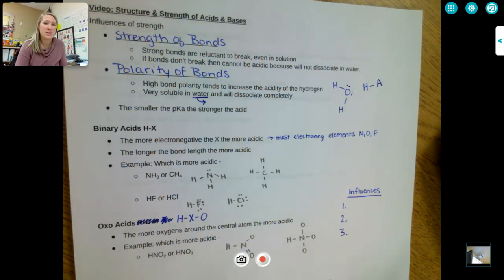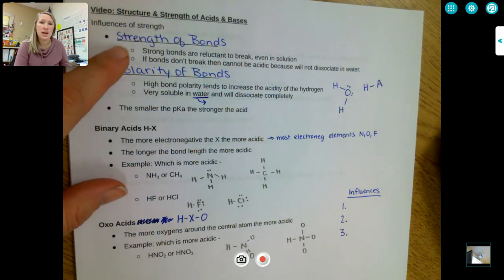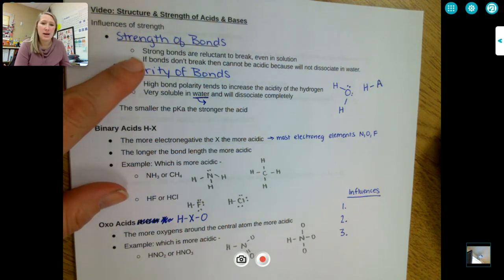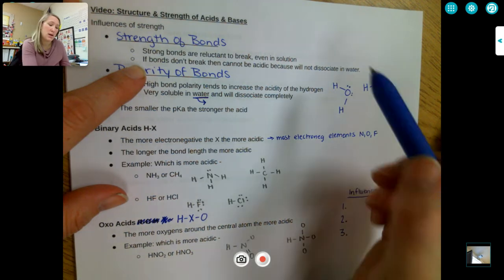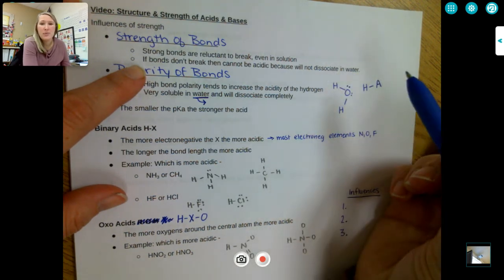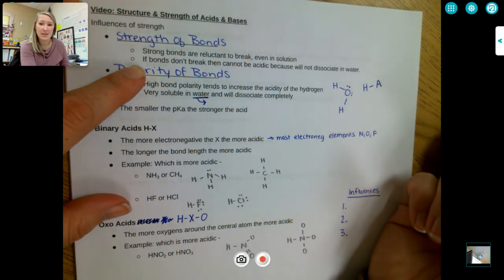But within weak acids and bases and within strong acids and bases, we can also begin to determine which of those is slightly stronger or weaker than the others. This is based off of a few influences of strength. So strength can be looked at by looking at strength of bonds. Strong bonds would be reluctant to break. And if they're very strong bonds and they don't want to break, well, that means they're not going to break into its ions, even in solution. If they don't break, they can't make an acidic solution because we're not going to dissociate. If we don't dissociate for an acid, that means that we don't have a hydrogen ion in solution. No hydrogen ions, no acid.